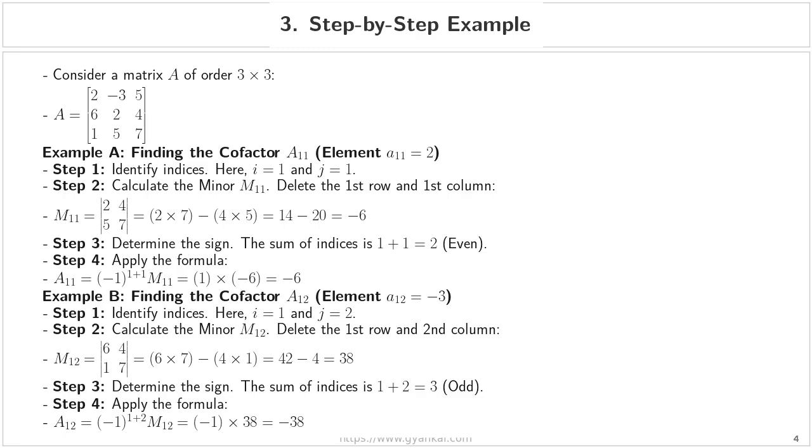Now that we have understood the theory and the checkerboard pattern of signs, let's put everything into practice with a concrete example. Notice how the value of the minor stayed positive, but the cofactor became negative because of the position of the element. This brings us to our next slide, where we'll look at why this sign change is so important in real-world applications.